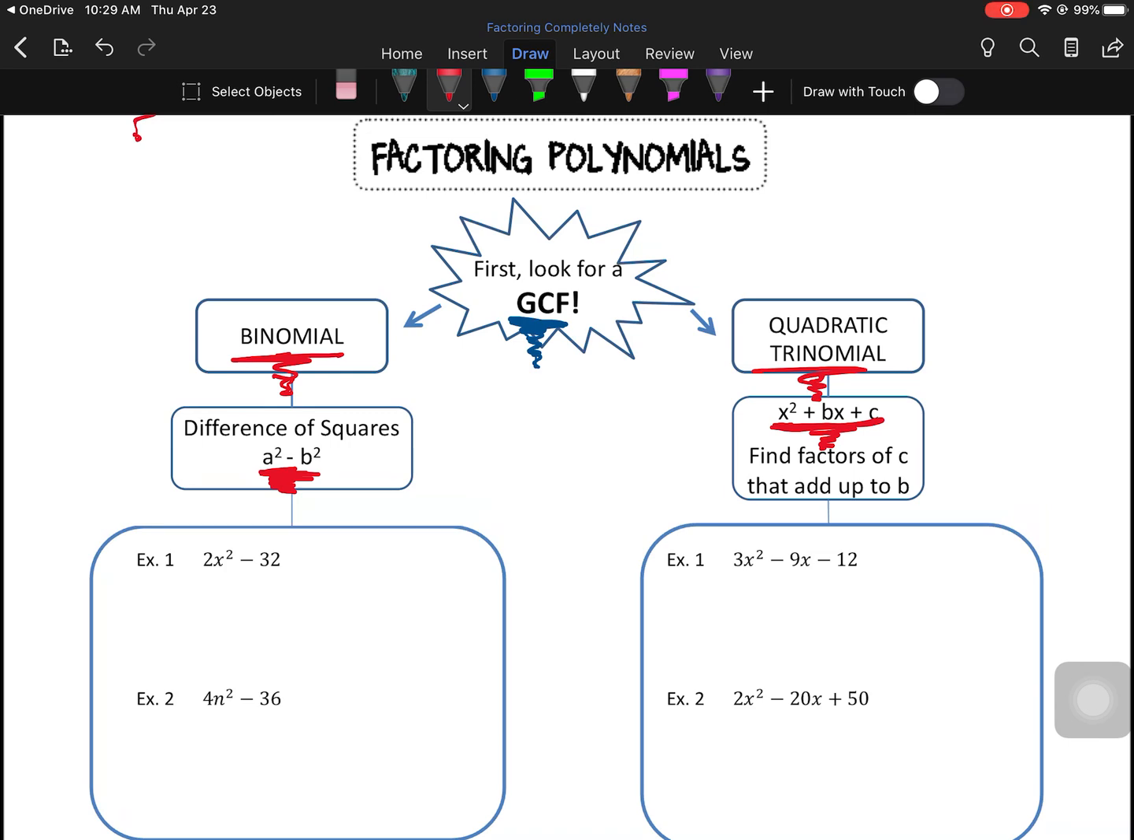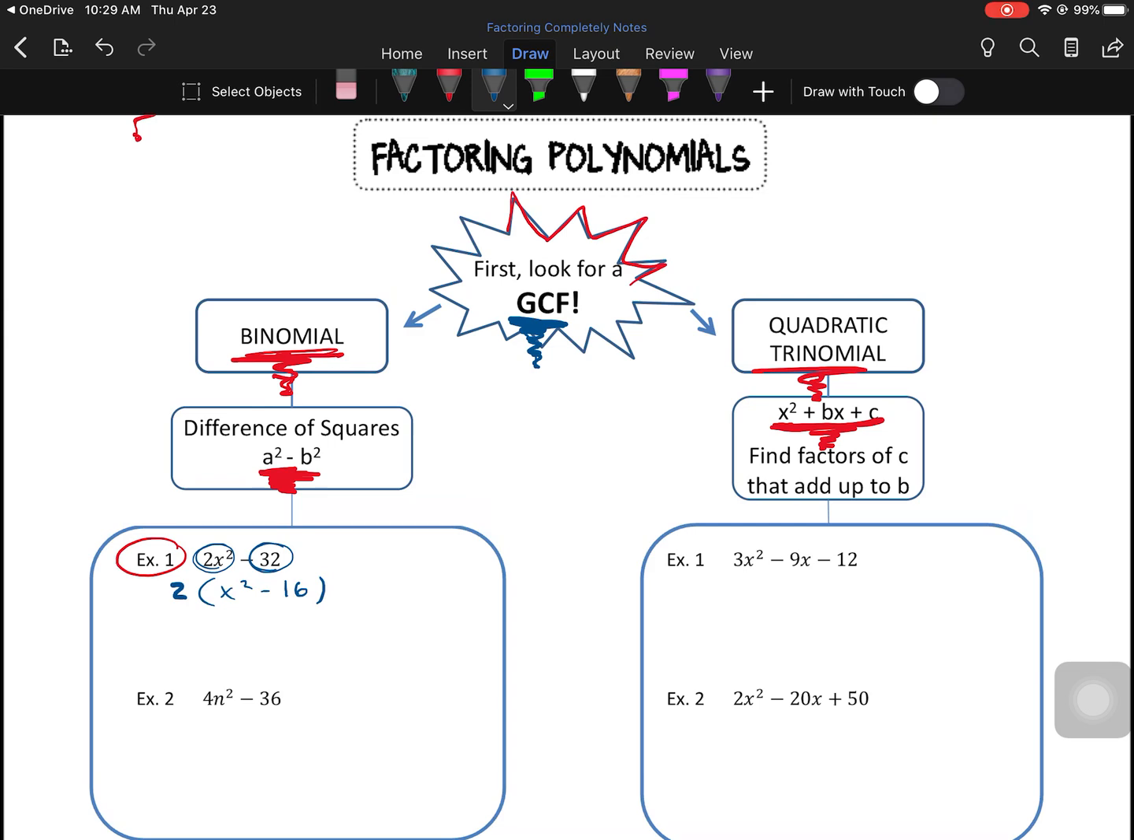So let's go along the left side first. Let's say we look for a GCF and then we see it's a binomial difference of 2 squares. So let's look at example 1. I want to look for the GCF. What can you factor out of 2x squared and negative 32? I think I can factor out a 2. If I take out a 2 from this, I'm left with an x squared. I'm going to put it in parentheses because we were factoring it out. And if I factor out 2 from 32, it's still a minus, but 32 divided by 2 is 16.